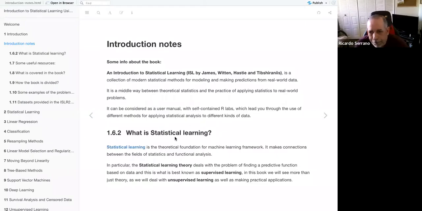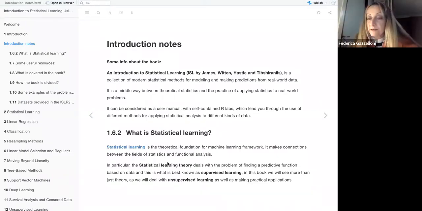But when we go through the book, we do more than this. We do not stop at the theory, which is the foundation of the book, but the book expands into more practical analysis. So we'll see more than just theory, as we will deal with unsupervised learning as well as making practical applications.